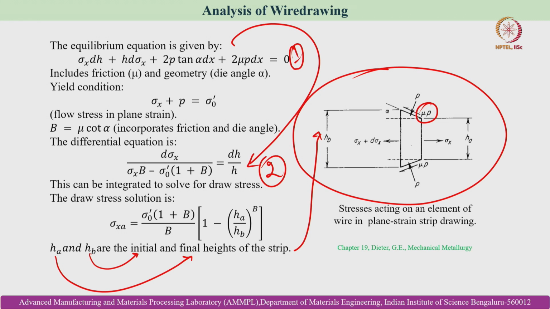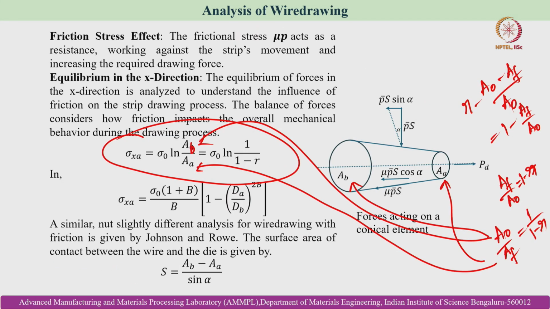So, you can see, in place of the height of the strip, now we are talking about the diameter of the wire. Then sigma x a is equal to sigma 0 into 1 plus B by B, where B is equal to mu cot alpha that we have discussed earlier. This is to consider the effect of friction, into 1 minus dA by dB to the power 2B. A similar but slightly different analysis for wire drawing with friction is given by Johnson and Rowe.